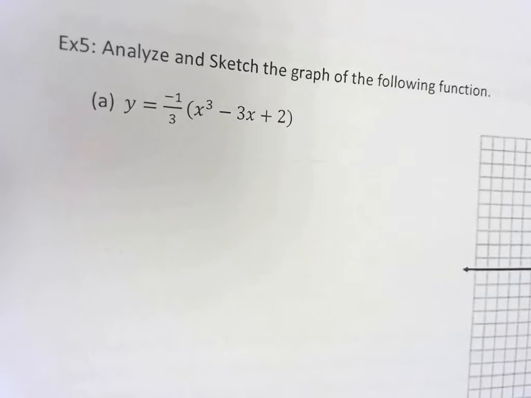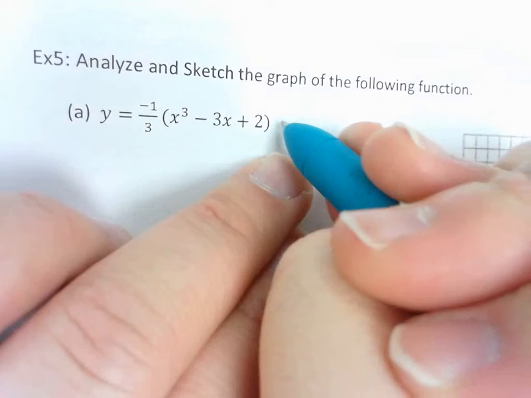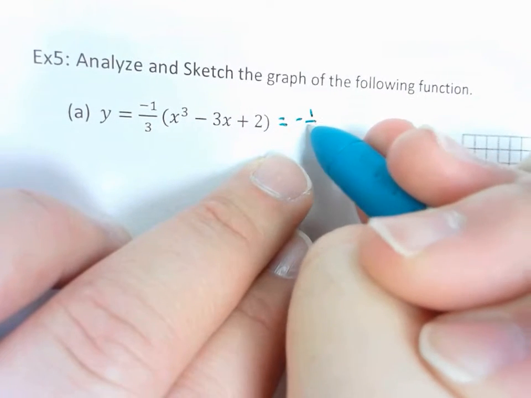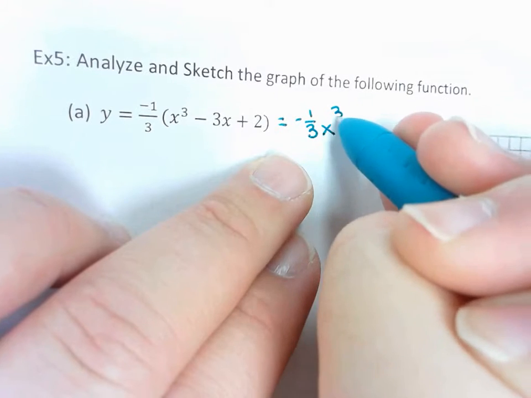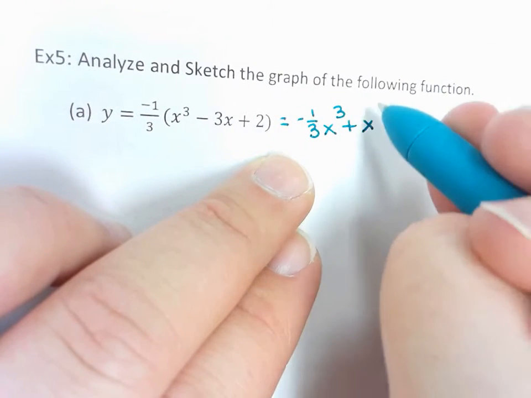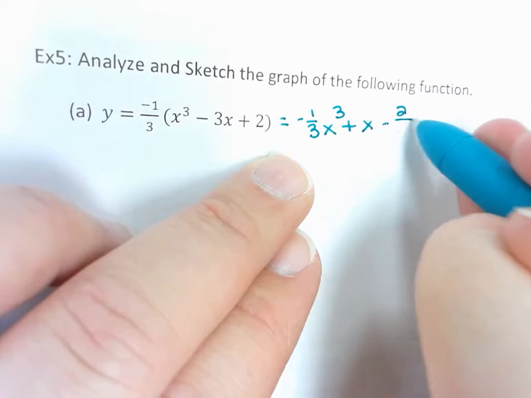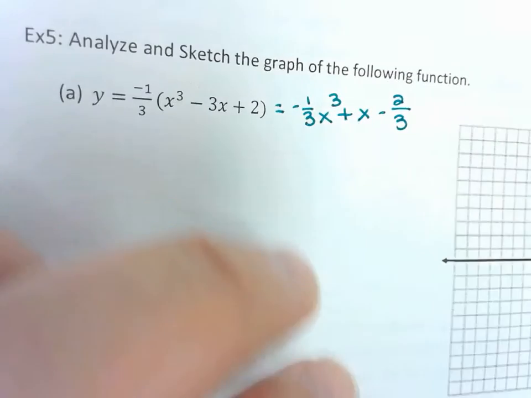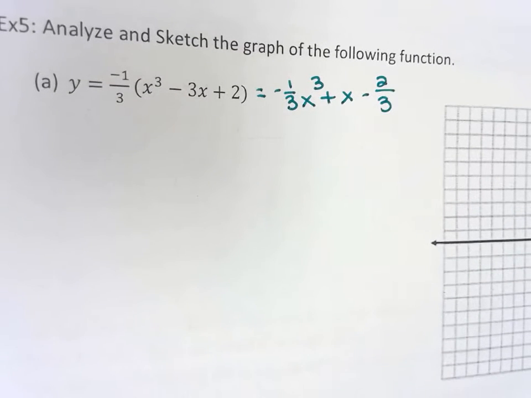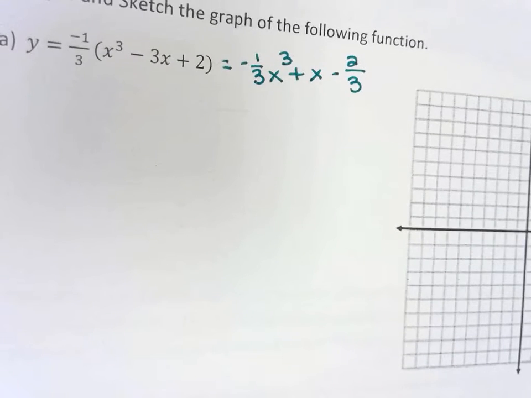First thing, what would you do first here? Distribute through the negative a third. So negative 1/3 x to the third plus x minus 2/3. Let's just do that first. Makes your life a little easier.